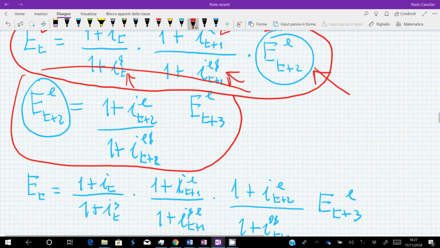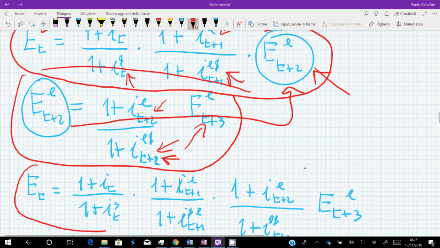In this case, we need to consider the expected exchange rate after 2 periods, and we have to use the annual interest rate that we expect to prevail after 2 periods. So in this case, we have the national interest rate i at t plus 2 expected, and the foreign interest rate, this one, expected after 2 periods. Again, if we substitute this expectation here, we obtain this equation.